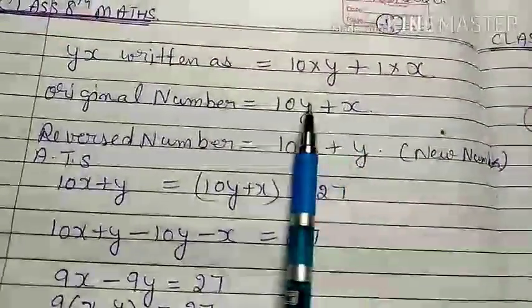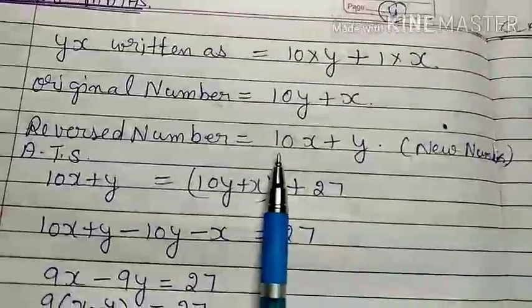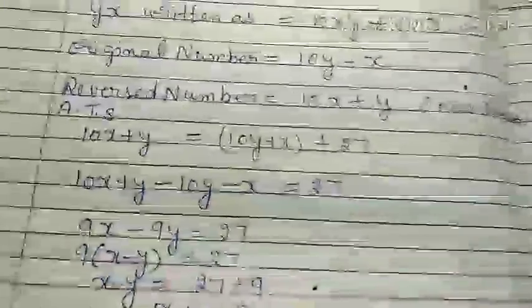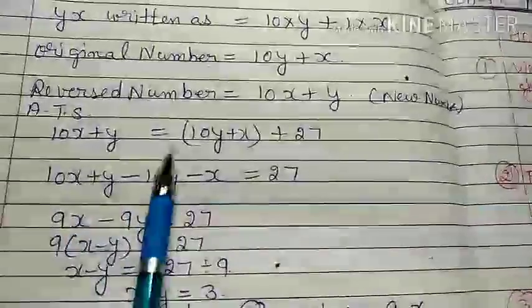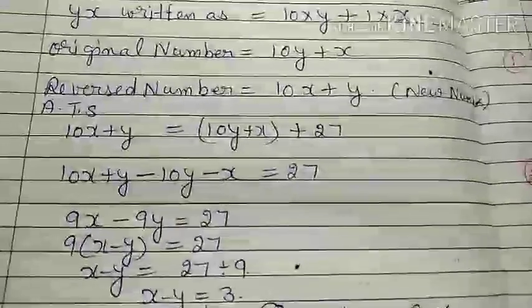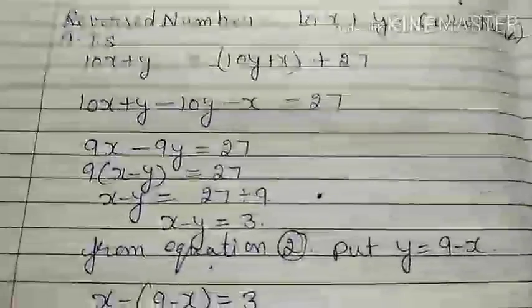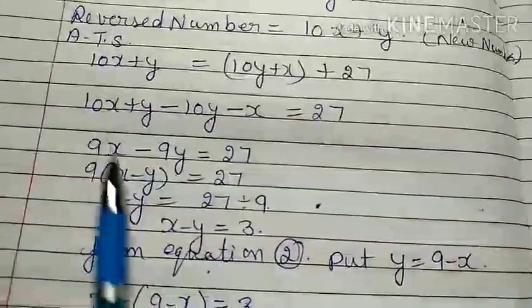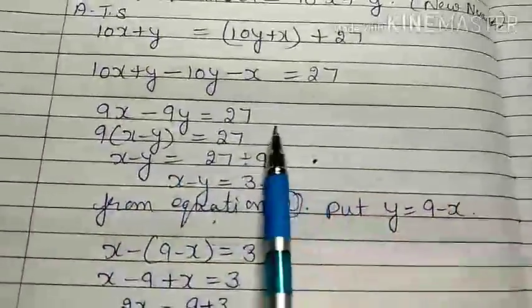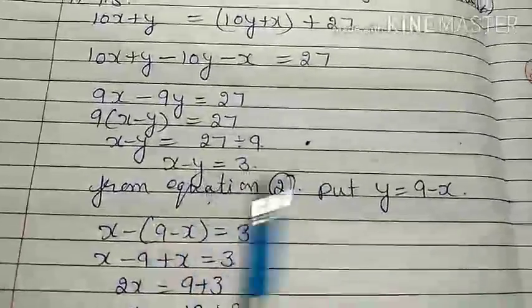But if I want to write the reverse number, I just interchange the variables, positions are not interchanged, 10X plus Y. And according to the statement you have been given, if you add 27 to your original number, that will be the same as your reverse number. So here you just shift all the x and y values to one side, that gives you 9x minus 9y is equal to 27. 27 divided by 9 gives you 3, that is x minus y is equal to 3.